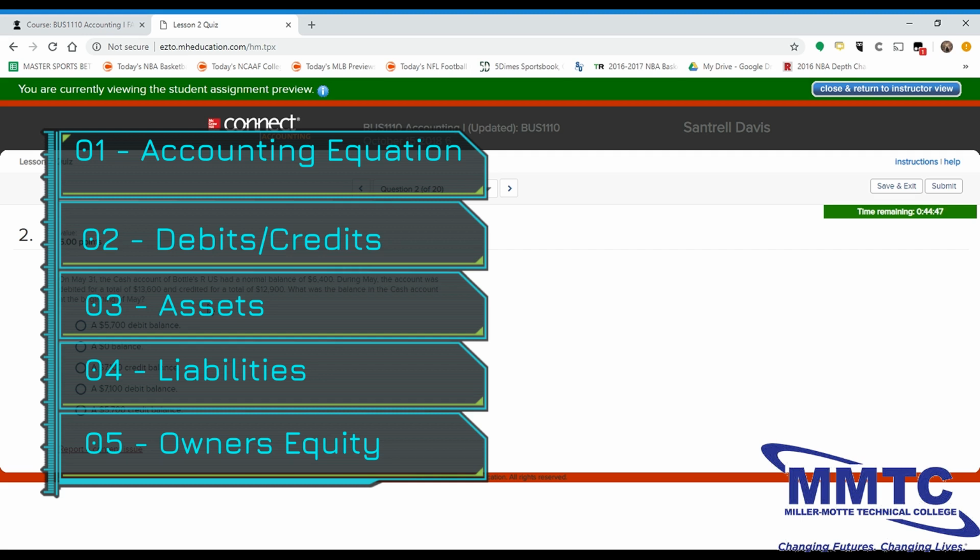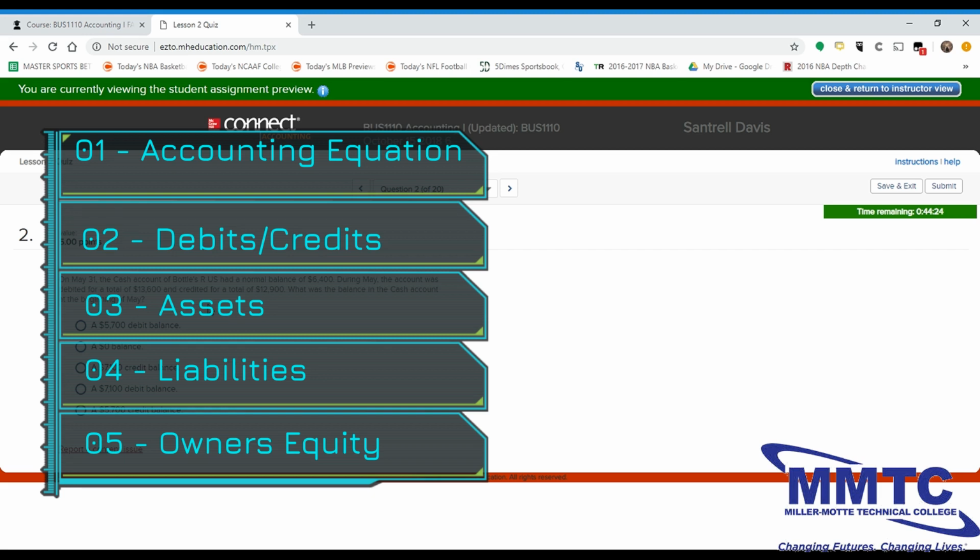A debit to a cash account does what? Raises it, right? You debit cash, you send it up. Go ahead. Credited for $12,900. So we probably paid some bills. What was the balance in the cash account at the beginning of May? What was the account in the beginning?